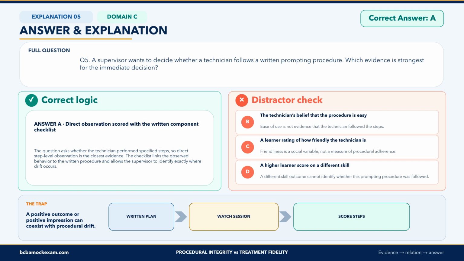B. Ease of use is not evidence that the technician followed the steps. C. Friendliness is a social variable, not a measure of procedural adherence. D. A different skill outcome cannot identify whether this prompting procedure was followed. Match the measurement method to the implementation decision. Direct step-level observation is strongest for procedural adherence.